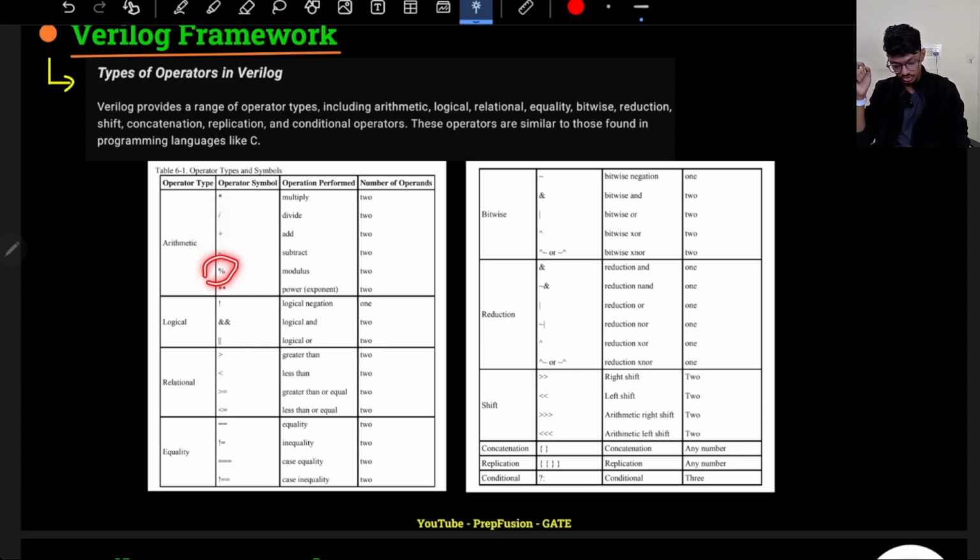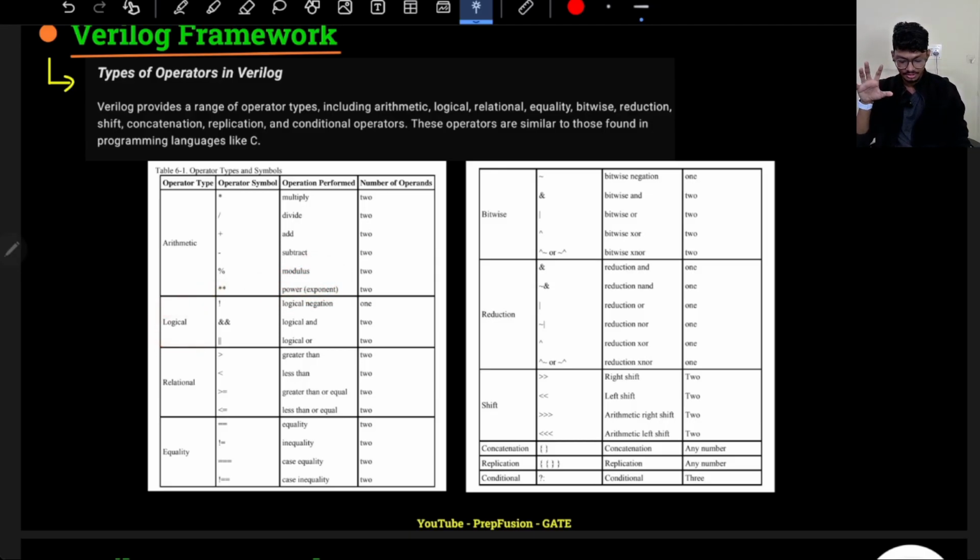This is the modulus operator. Modulus just gives the remainder. Let's say 3 mod 2. What is the remainder? 1, right? 3 mod 2 remainder is 1. 4 mod 2 remainder is 0, because it is totally divisible. Then power, exponent. We can do 2 raised to power 2, right? 4. So we can use this power operator.